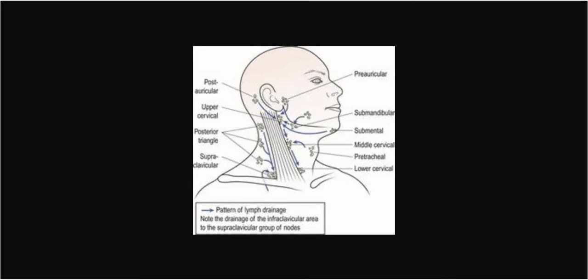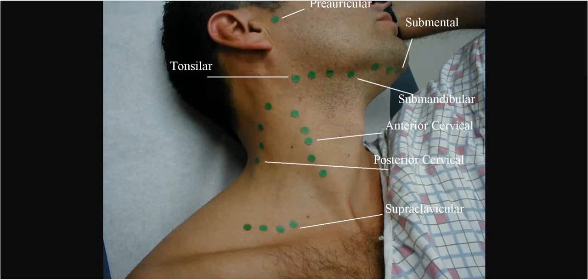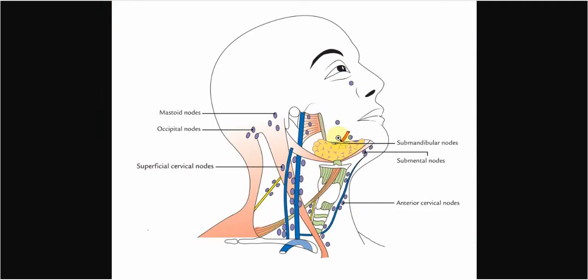Let me see, there's probably one in which it is shown clearly. Apparently not. So as you can see, it is found deep to the deep cervical fascia and on the surface of the submandibular salivary gland, and this is the submandibular salivary gland. And which areas are drained is the real question.